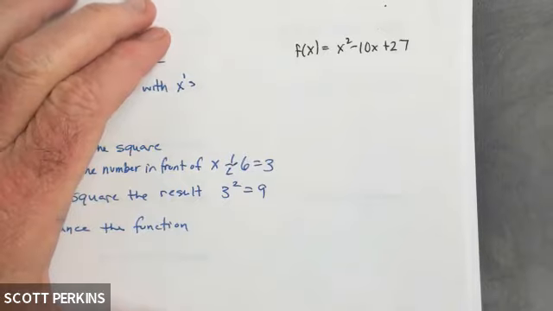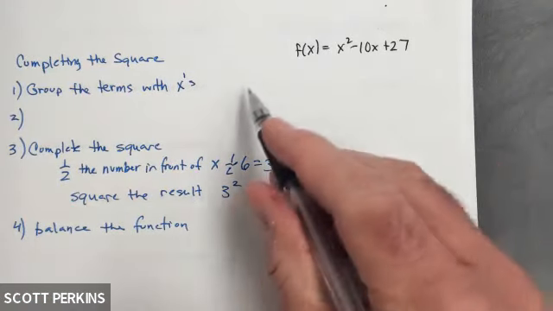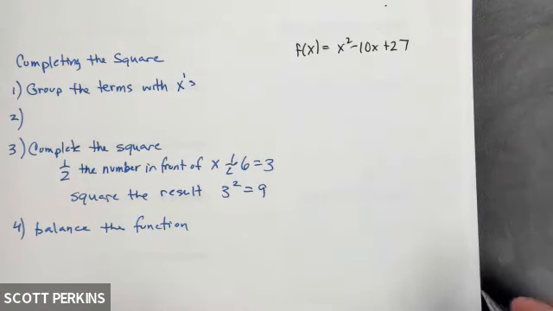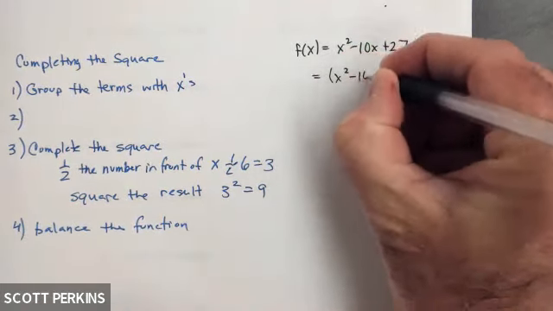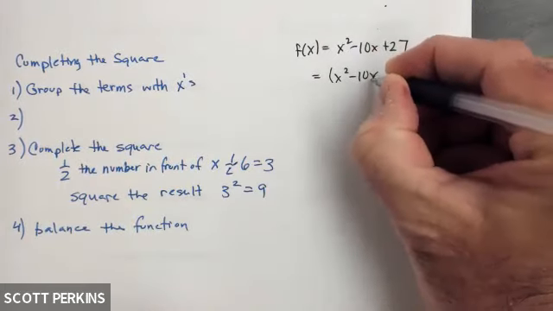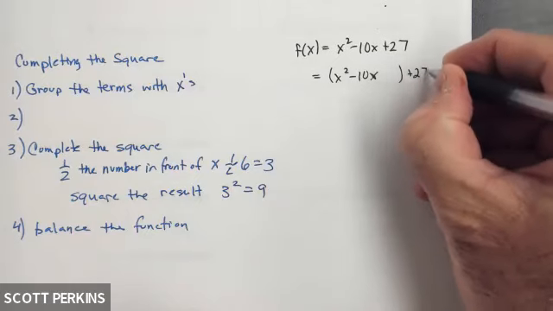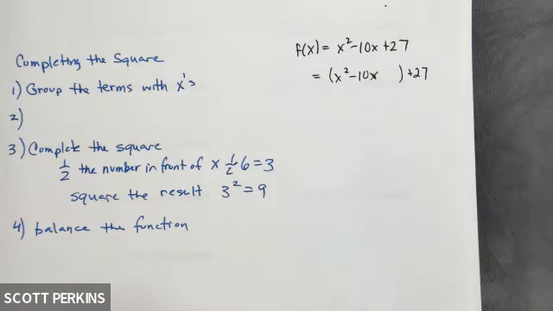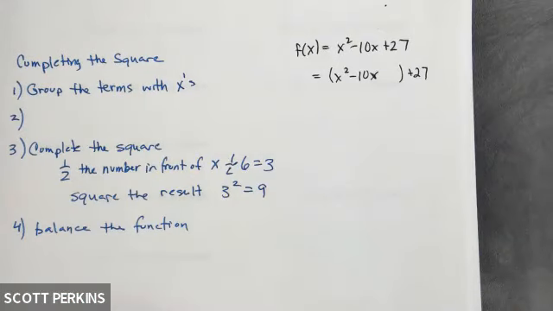Okay, so step 1, I'm just going to follow along with the steps that I wrote out for you last time. The first step is we're going to group the terms with the x's. So I'm going to put the x squared minus the 10x in parentheses grouped together. I'm going to leave a little space, and I'm going to put the plus 27 on the outside. We don't have a second step here. We'll talk about that in a few minutes.